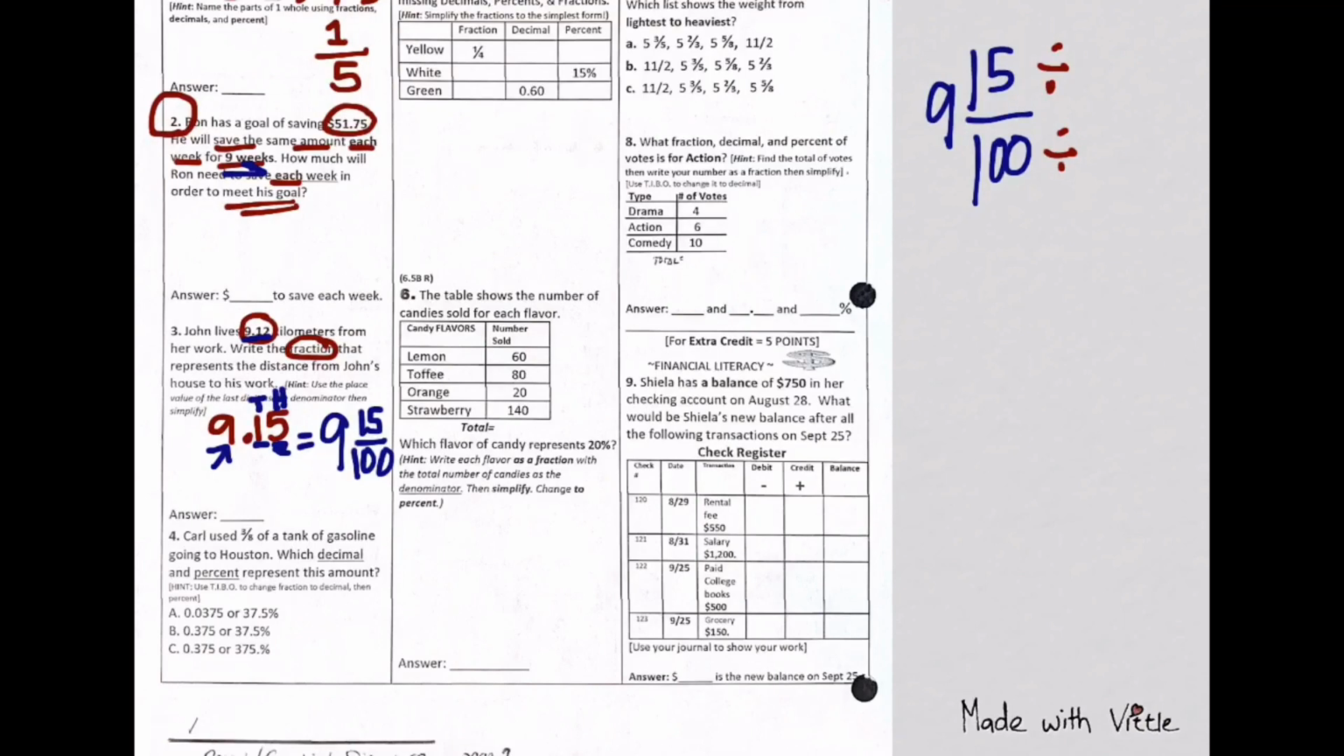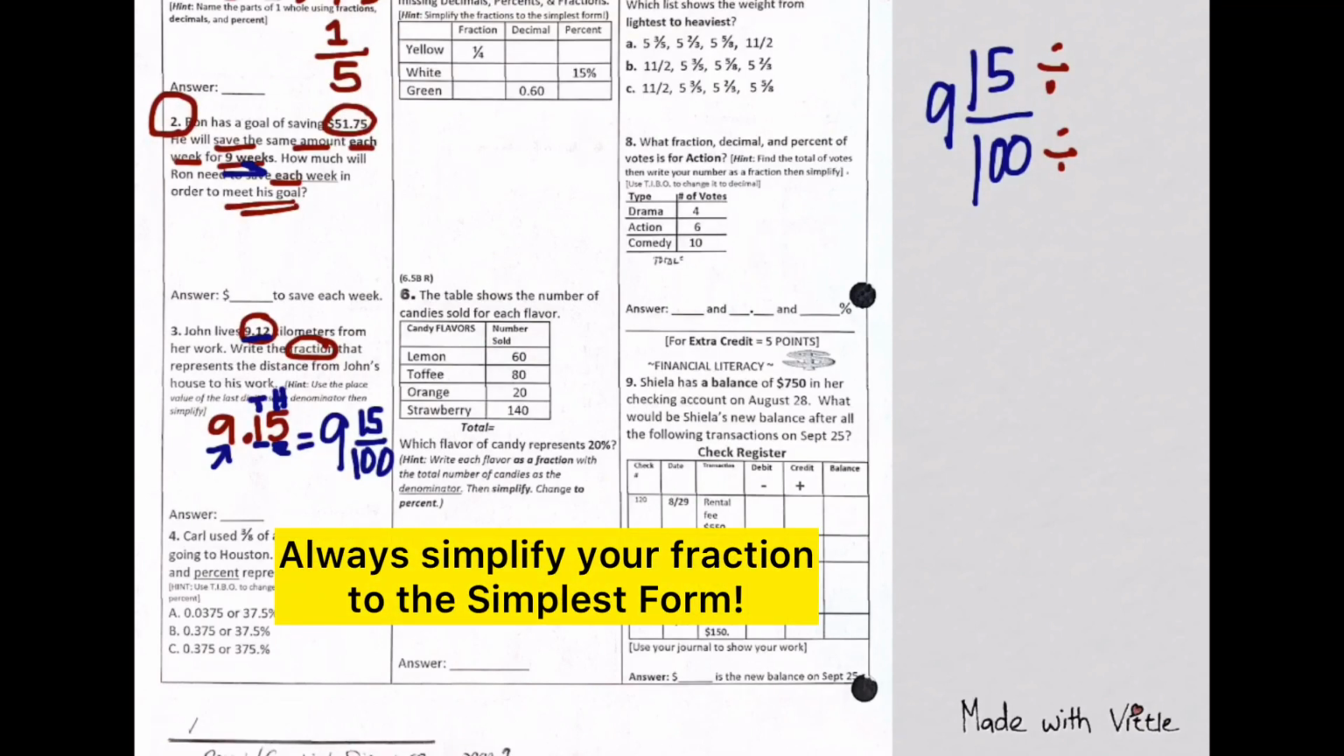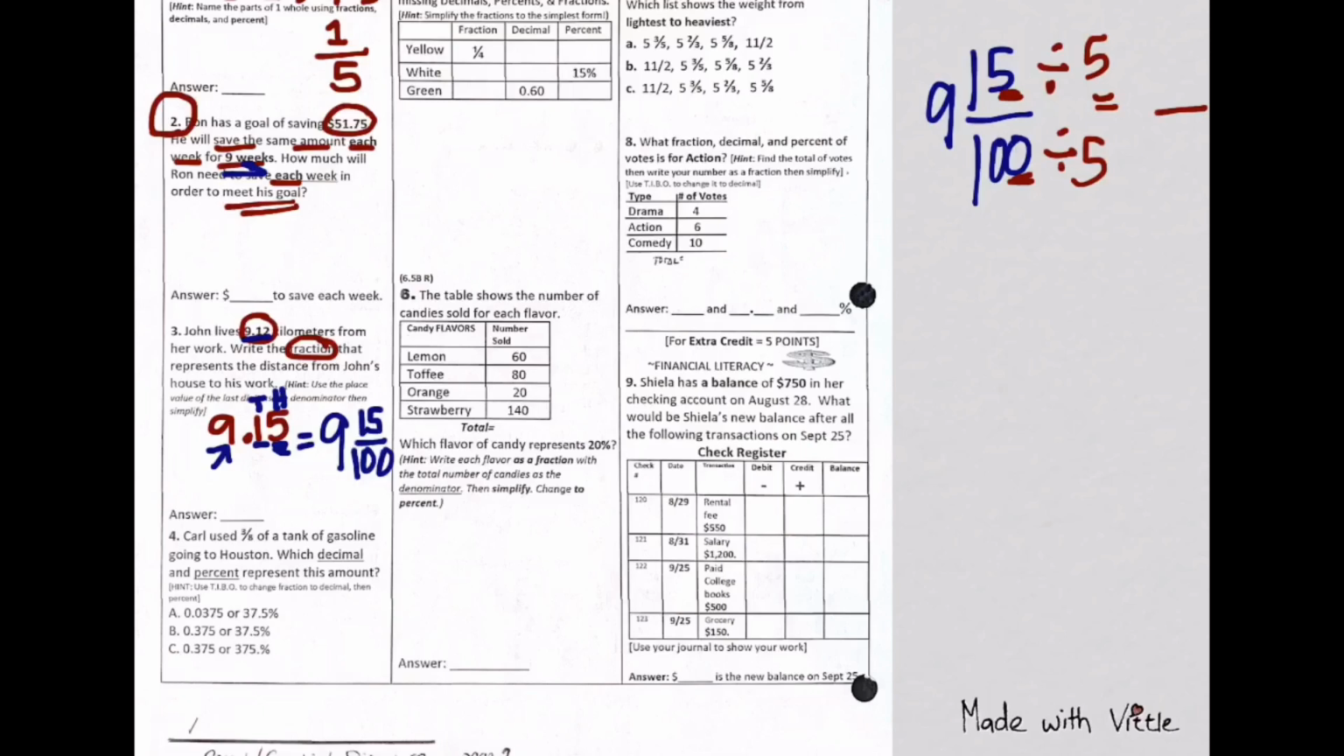Now let's go ahead and simplify the 15 over 100. You know, anything that ends with 5 and 0 can always be divided by 5. So 15 divided by 5 is 3. 100 divided by 5 is 20. So this is a simpler form of 15 over 100. Now, what am I missing on my answer is that whole number, so don't forget that.